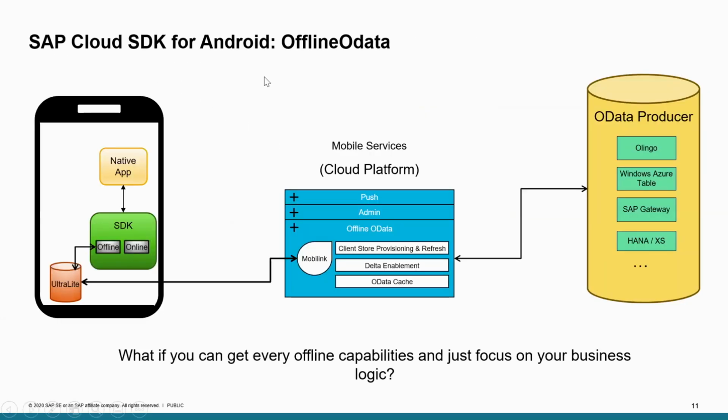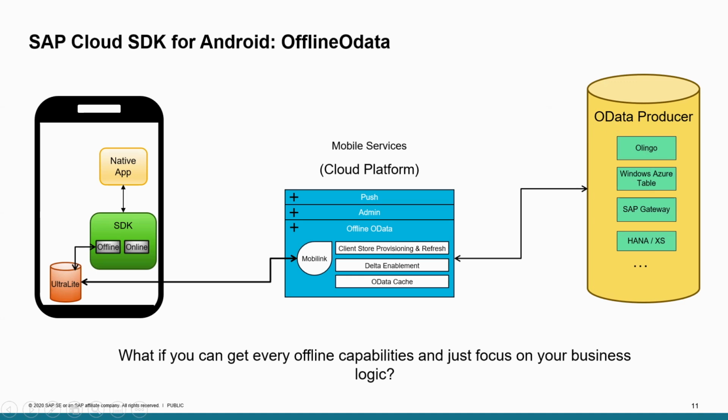Let's take a look at the overall architecture from a very, very high level point of view. In the middle is the mobile service, and the mobile service is a PaaS service. It can talk to the OData producer, or OData backend, using the OData protocol.